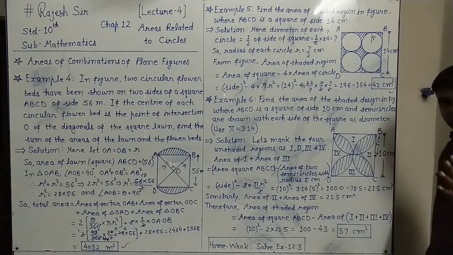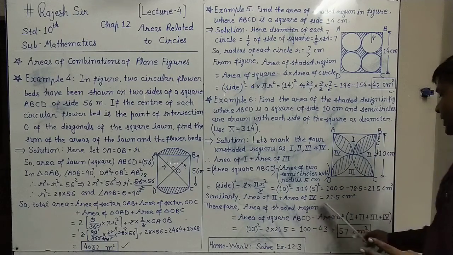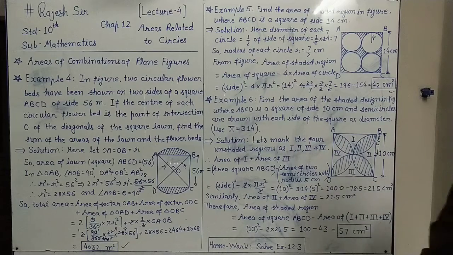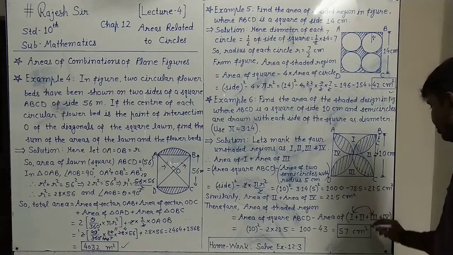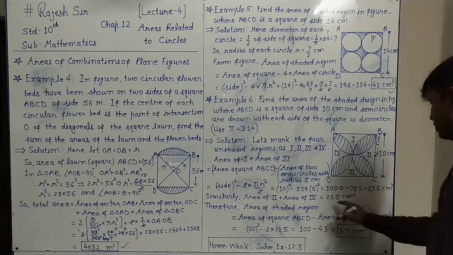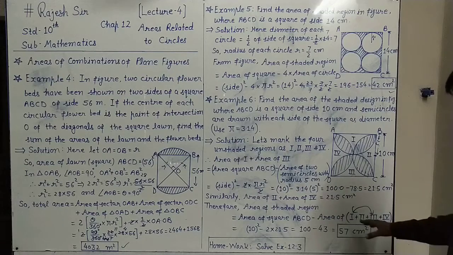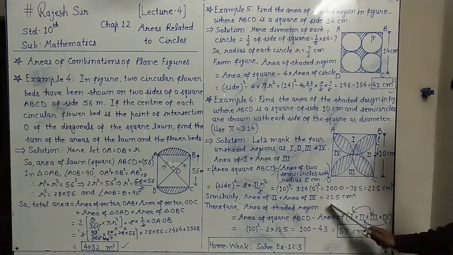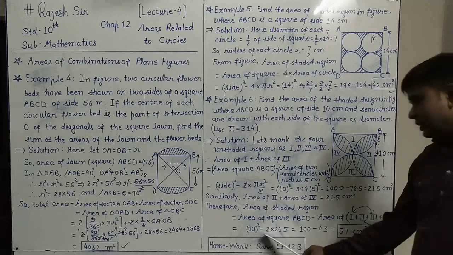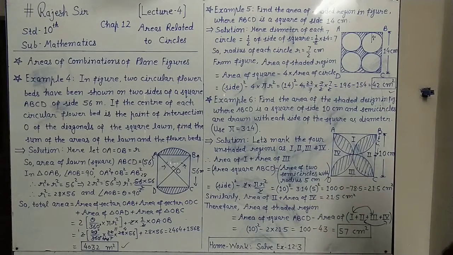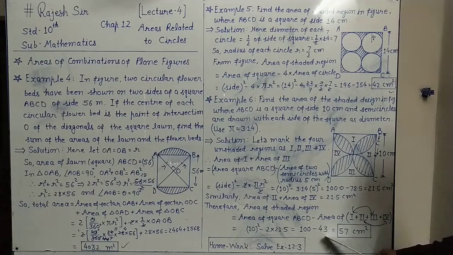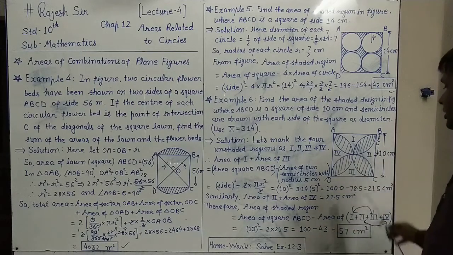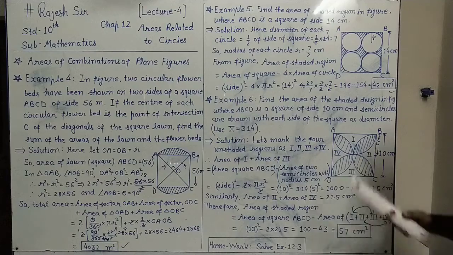So in these 4 areas, the sum of the 1st and 3rd we have as 21.5, and the 2nd and 4th also 21.5. So this is 2 times 21.5. So 10 square is 100, minus 21.5 twos, which are 43. So 100 minus 43 is 57 centimeters square, which is the answer for the area of the shaded region.